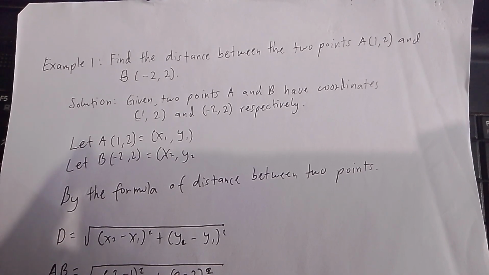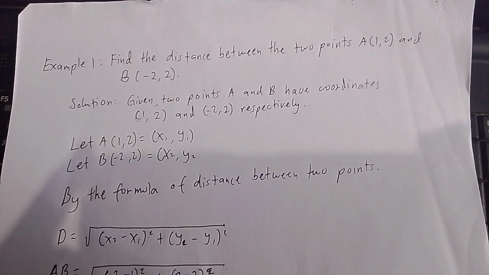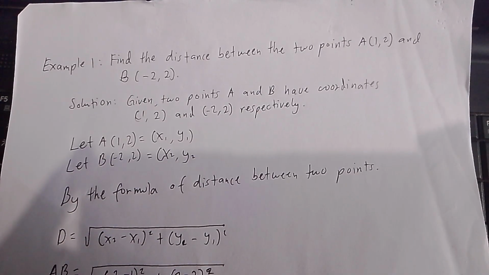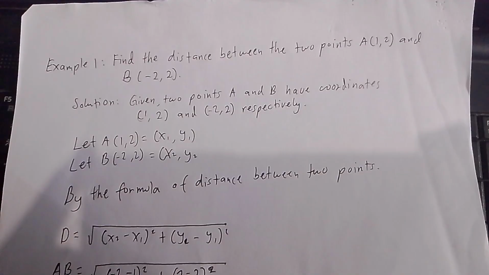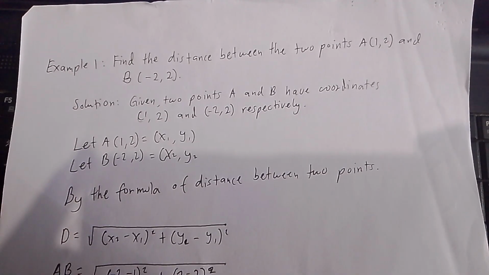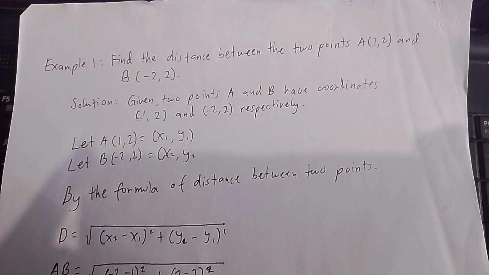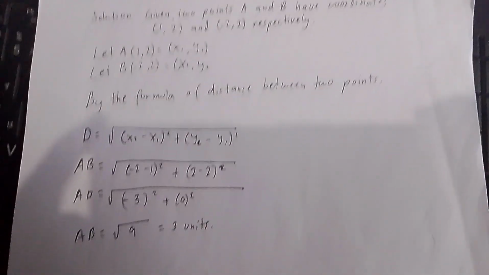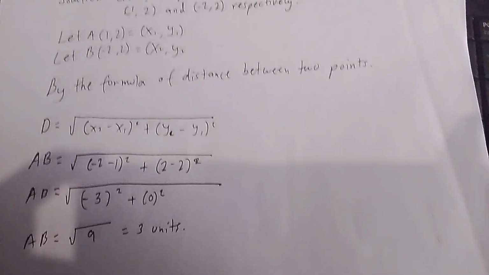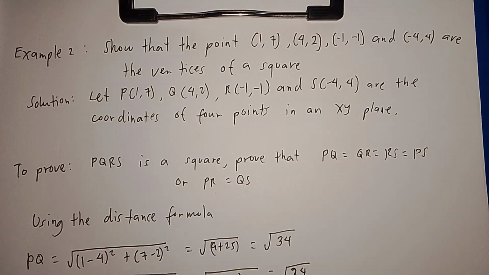So the distance AB equals the square root of (negative 2 minus 1) squared plus (2 minus 2) squared. So AB equals the square root of (negative 3) squared plus 0 squared. So AB is the square root of 9, and simplifying it, we have the equivalent of 3 units. So this is the answer to our first problem.